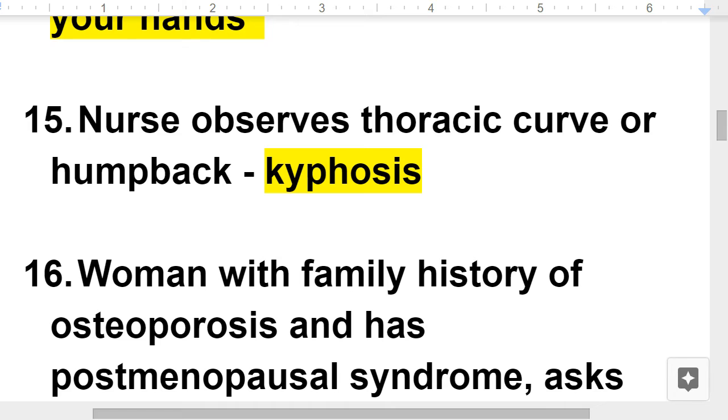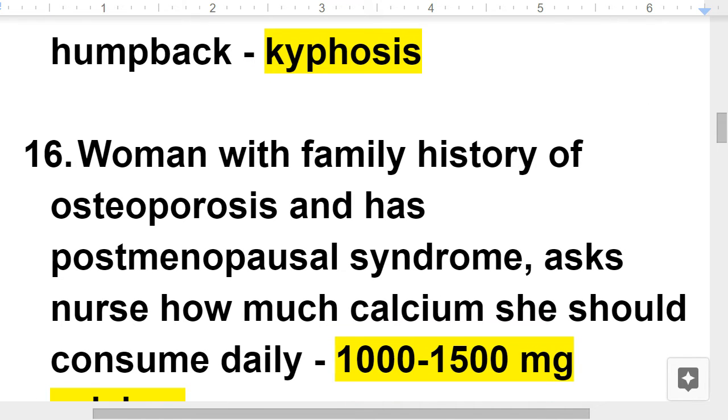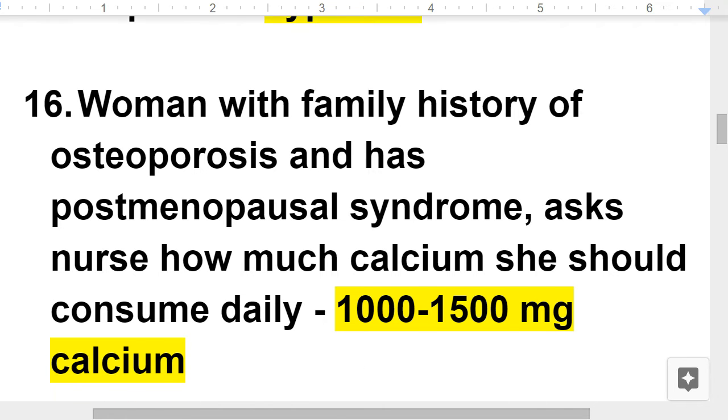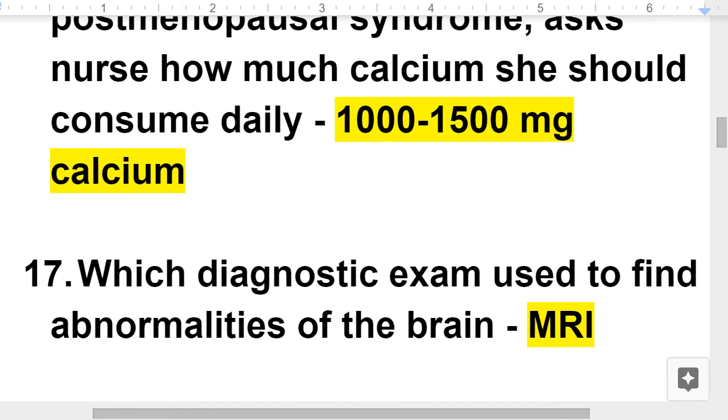Number 15. Nurse observes a thoracic curve, a humpback. So, thoracic kyphosis. A woman with a family history of osteoporosis has postmenopausal syndrome and asks the nurse how much calcium she should consume daily. The answer is 1,000 to 1,500 milligrams of calcium.